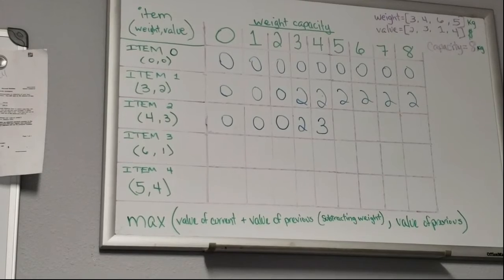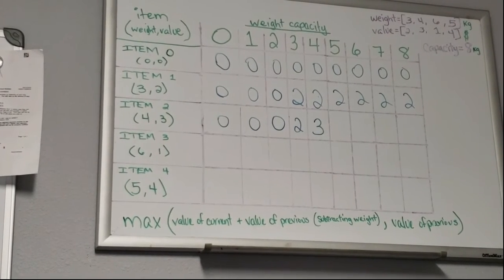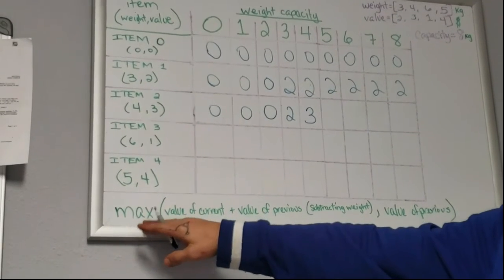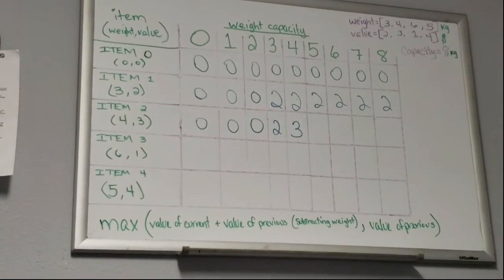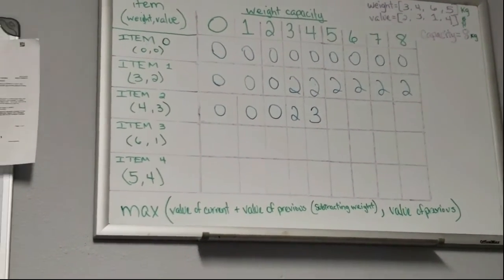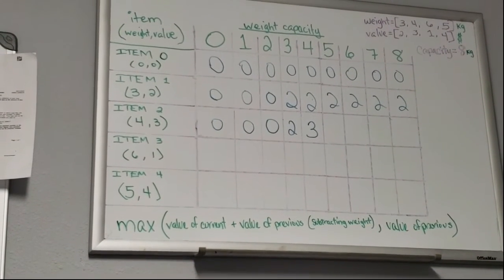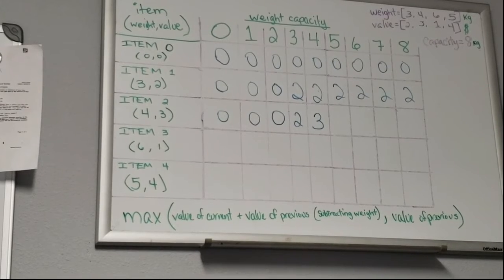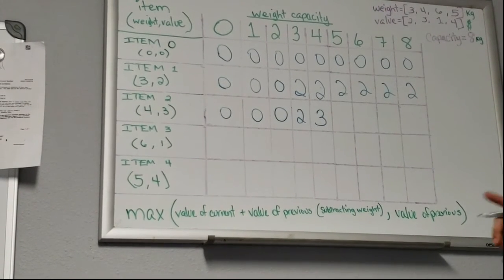So let's make some pseudocode representing each subproblem for each cell. Down here in the green we have a max. We're trying to find the max value between items while accounting for the weight. So we could show it like this.